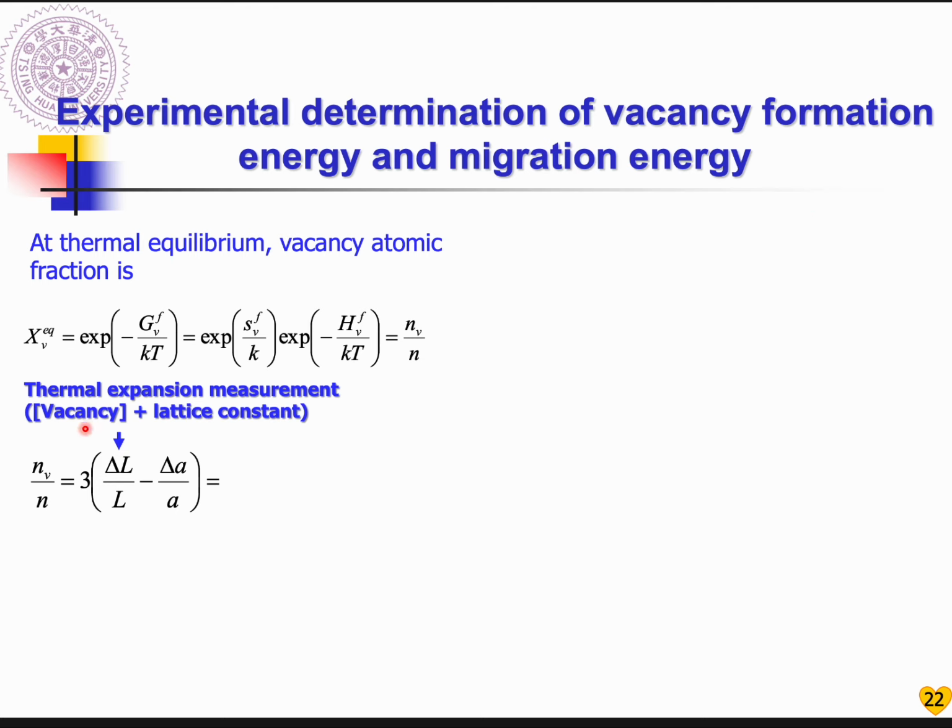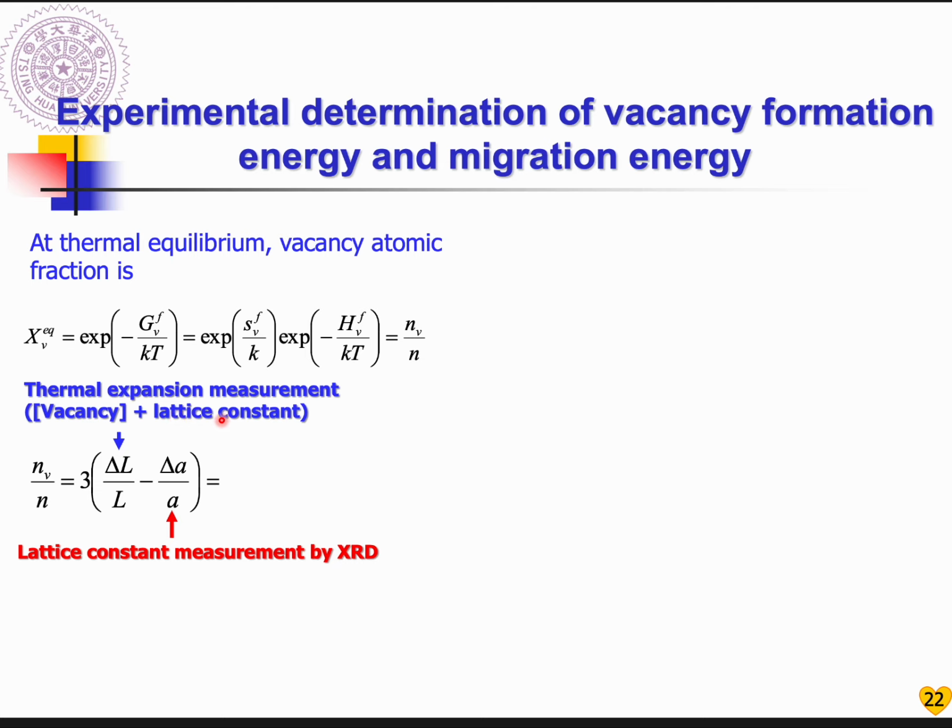So I can measure, using a ruler or caliper, the delta L over L. This comes from the thermal expansion experiments, right? When I heat materials up, I can observe the thermal expansion. But this thermal expansion can contribute from two sources. The first one is probably from the lattice constant increase due to the increase in temperature. So this is the thermal expansion. When I heat materials up, I can observe the thermal expansion, which still comes from two sources.